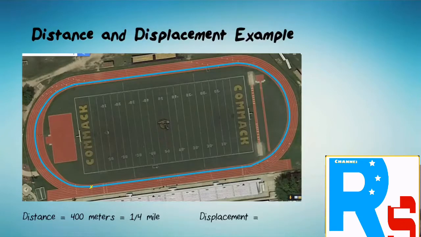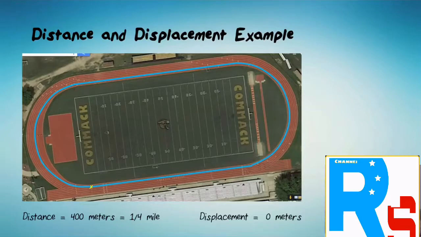But your displacement is very different. You started at the yellow X, and you're ending up at the yellow X. So how far are you from where you started? I mean, you are where you started. You are 0 meters from where you started. There isn't any arrow that you could draw between those 2 points because they overlap. So in this case, your displacement would be 0.